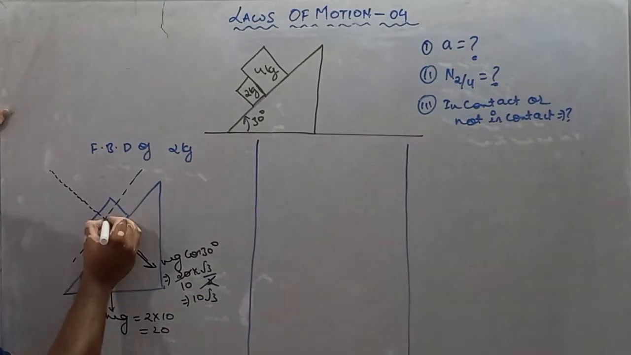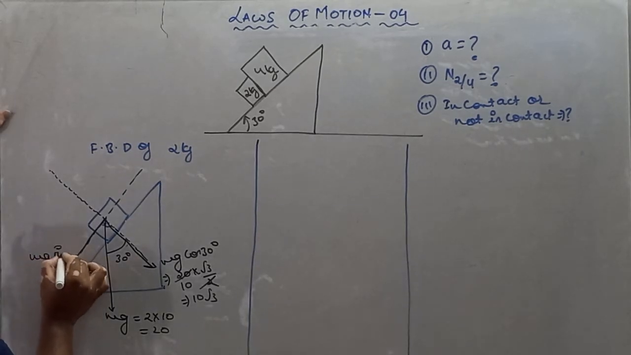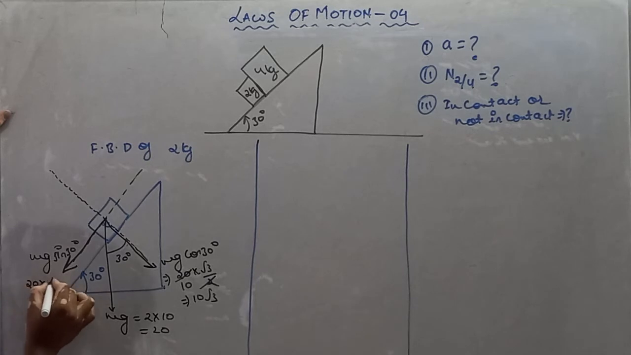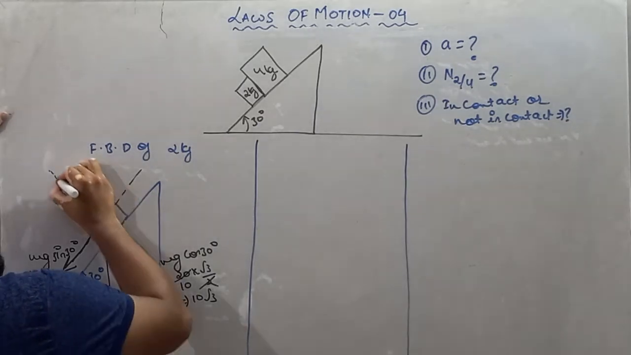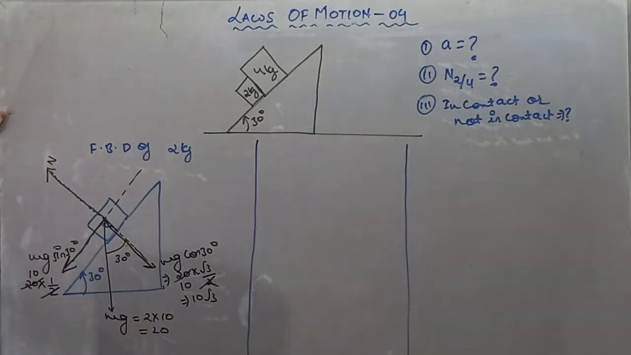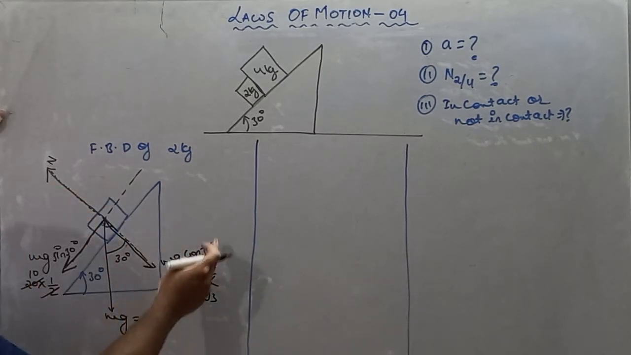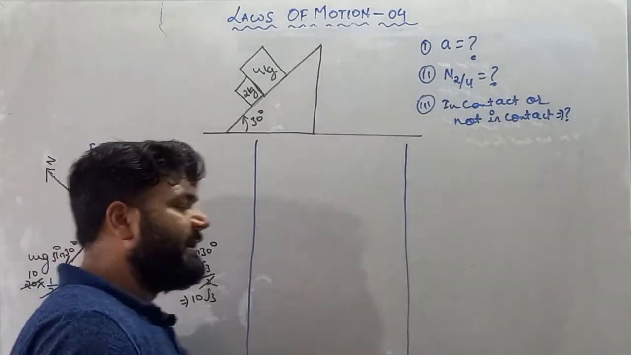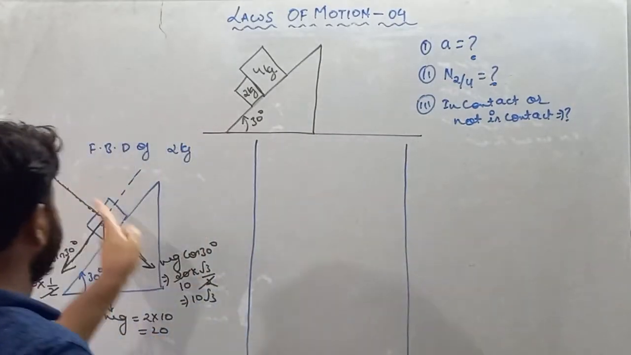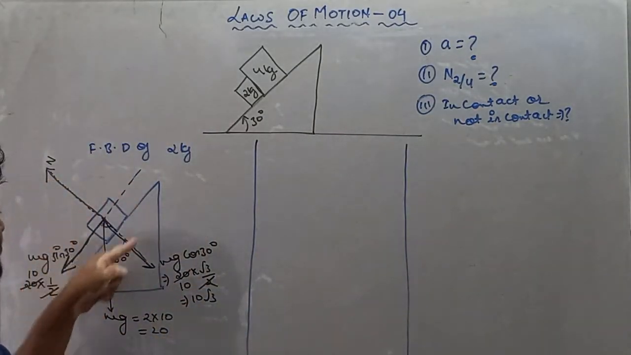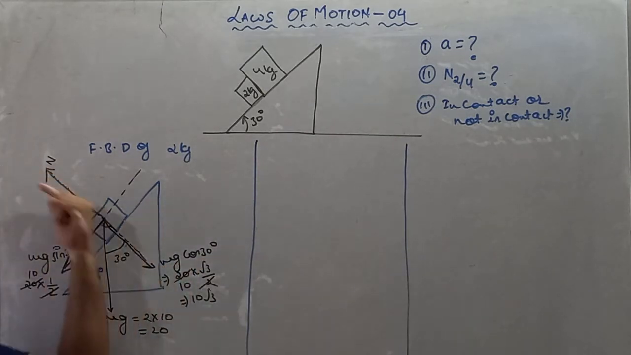Similarly, in this direction you will get the component of sine, it is mg sine 30. So mg means 20 and sine 30 is half, so this value becomes 10. Moving forward, in this direction there must be a normal reaction applied by the inclined plane on the block, because this block is applying a force on the inclined plane, that is mg cos 30. And we know that for every action there is an equal and opposite reaction. So this is the reaction of this action: the block applies force mg cos 30 on the inclined plane, and the inclined plane applies force normal to the block.